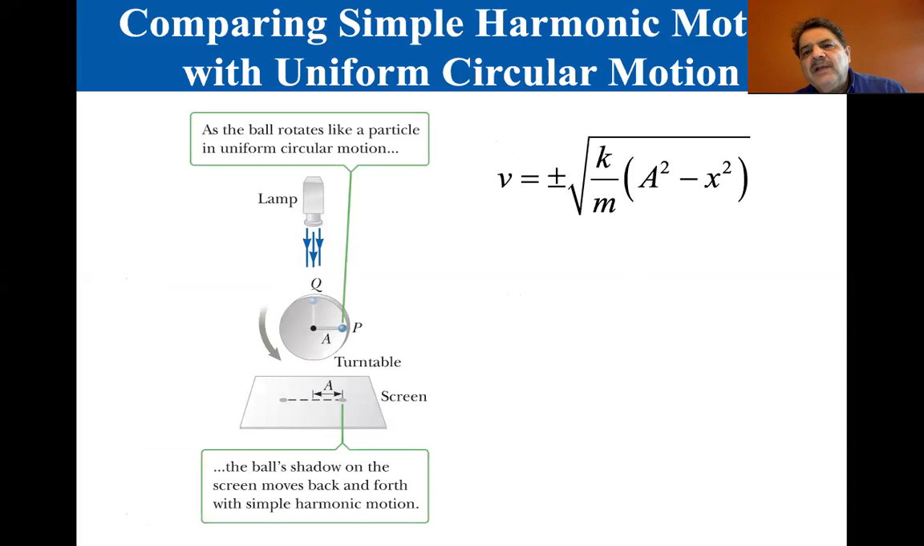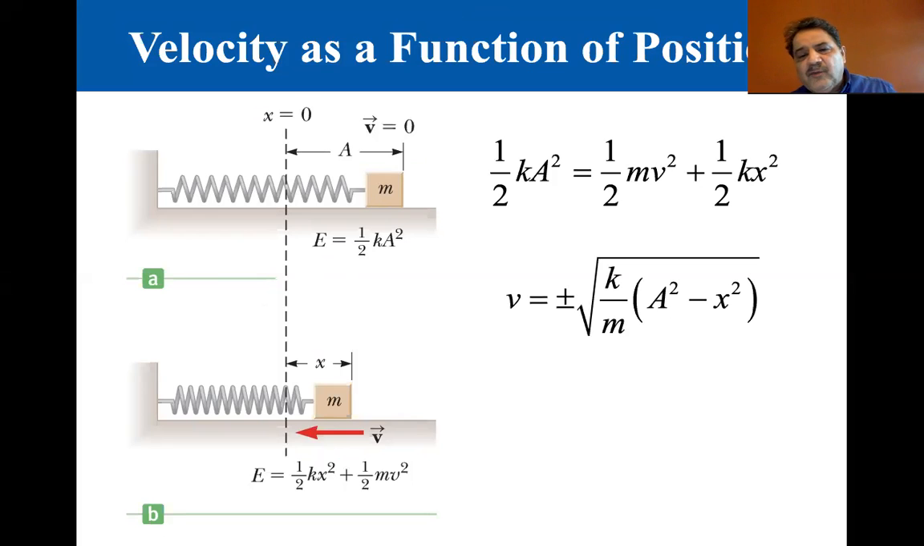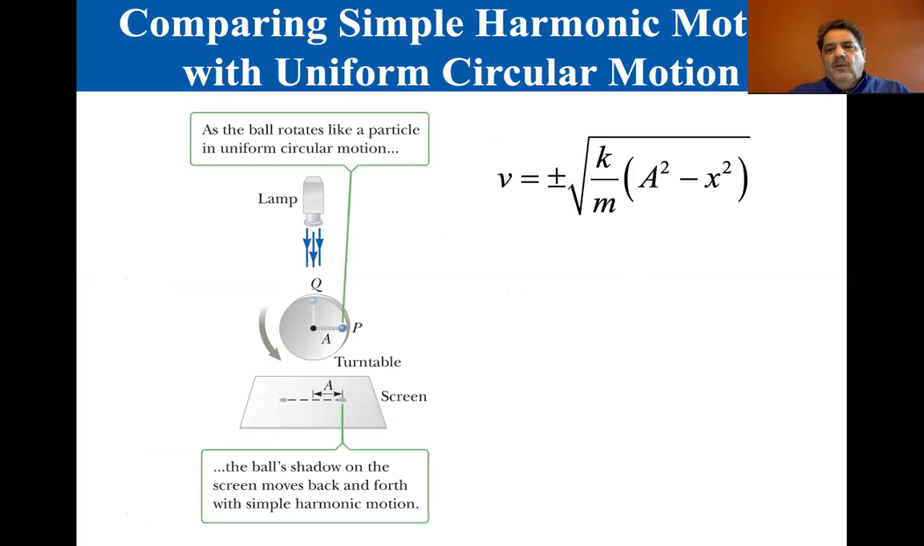Okay, that was, I think, where we left off last time. If you look, we ended up with v equals plus or minus the square root of k over m times a squared minus x squared. That was the velocity as a function of position. Now you'll see that same equation appears at the top here.